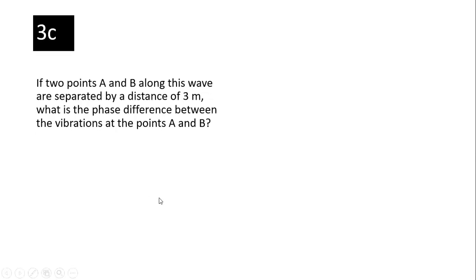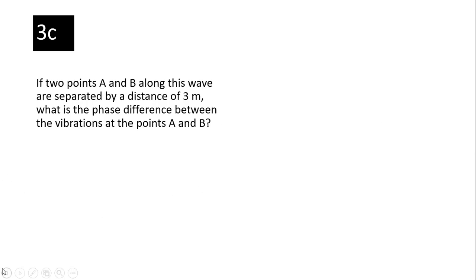Let's go to 3C. If 2 points A and B along this wave are separated by a distance of 3 meters, what's the phase difference between the vibration of A and B? How to calculate, what formula to use? Phase difference. Yep, 2 pi over lambda x, 2 pi x over lambda.